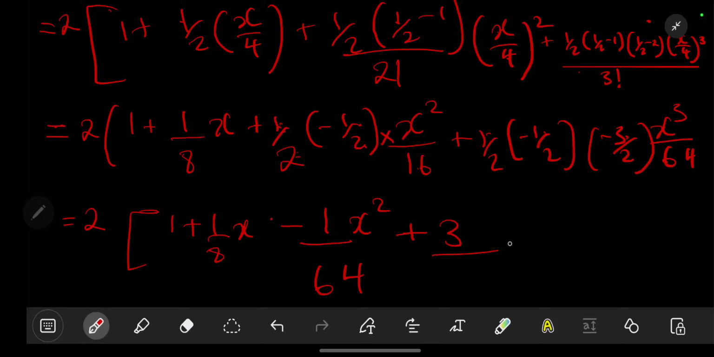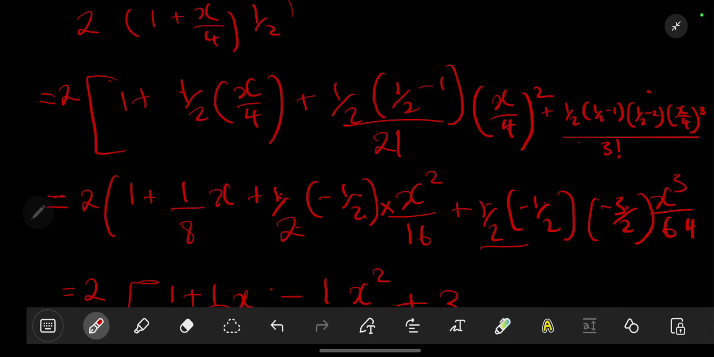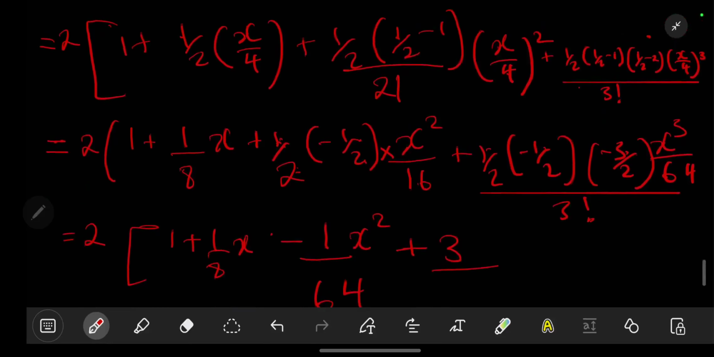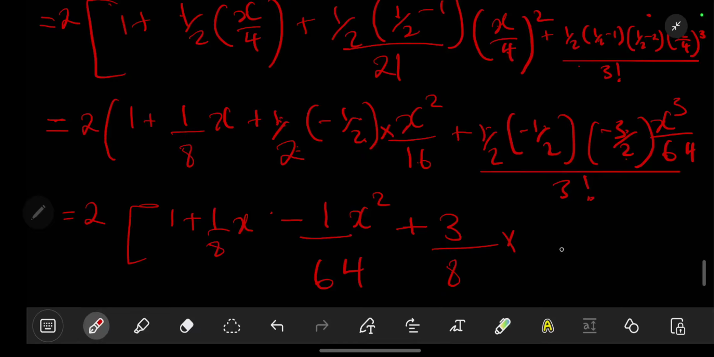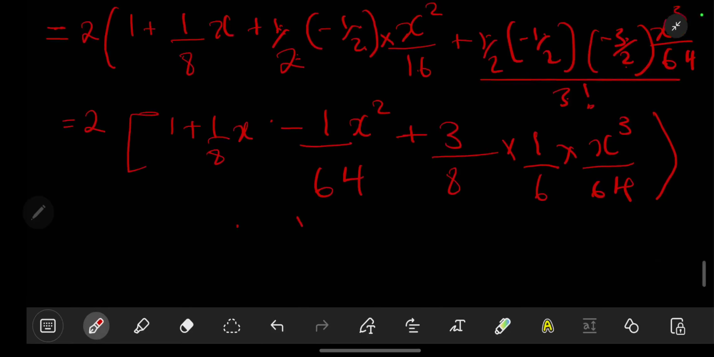Over, due to the screen, that's why I'm making some mistakes. So here we have 3 factorial. So we are supposed to put that there. So we have the positive 3 there. So here we are going to have 2 times 2 times 2, that's 8, times this 3 will be 1 over 3 factorial, which is equal to 6, times we have our x to the power 3 over our 64 like that. So this is how you solve.